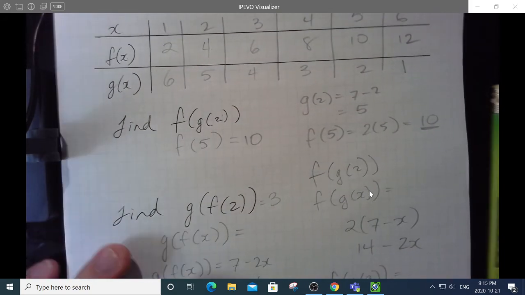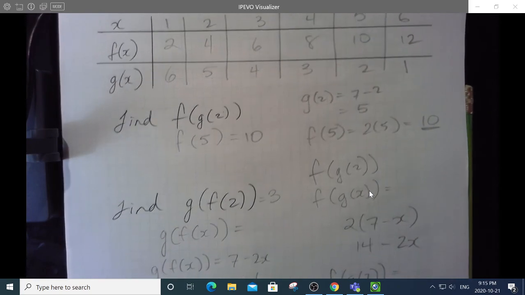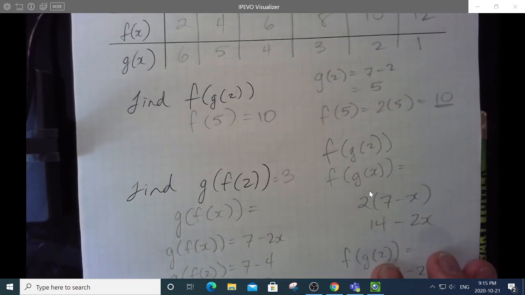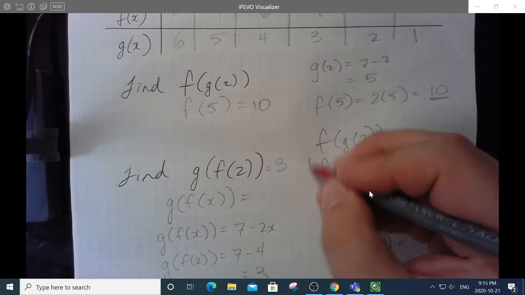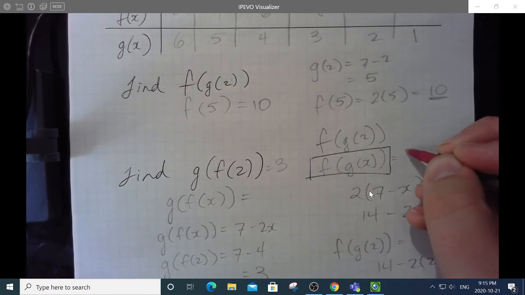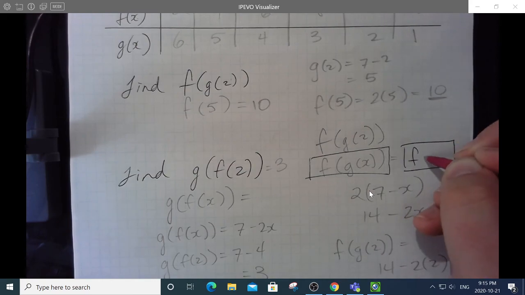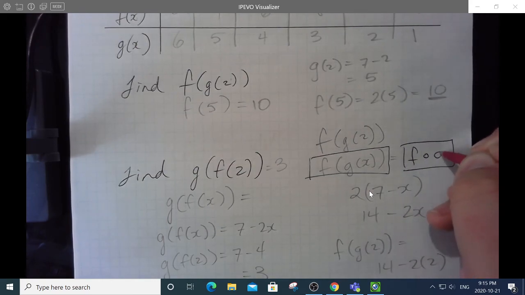Actually, maybe we'll mention it now. F of g of x, which, right there. Oh, wait a minute. No, that's not where it is. Oh, there it is. F of g of x has another name. F of g of x can also be referred to as f little circle g.